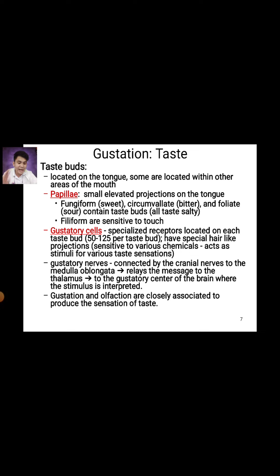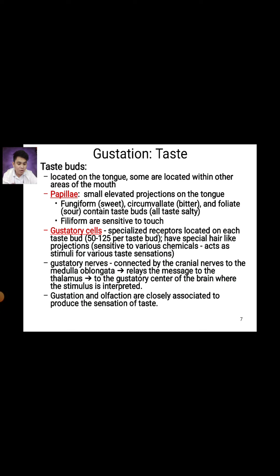Let's go to the second sense of our body, which is the gustation or taste. Sino dito ang gutom na, di ba? Taste buds, ibig sabihin po ng taste buds, located on the tongue. Some are located within other areas of the mouth. Papillae, small elevated projections on the tongue.